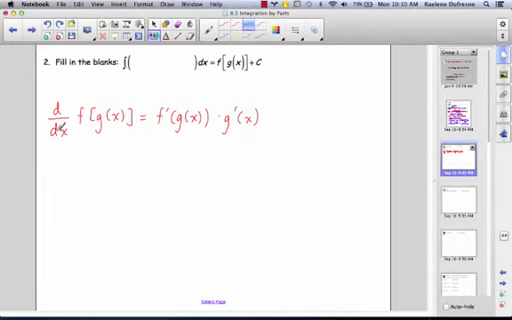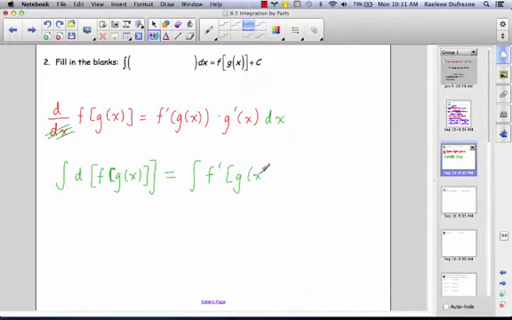And then we could multiply both sides through by dx, and we know that the integral of d of f of g of x, in square brackets, equals the integral of the right-hand side. And here the integral of the differential cancels, and we're left with f of g of x, and then plus a constant can go on either side for the integration.